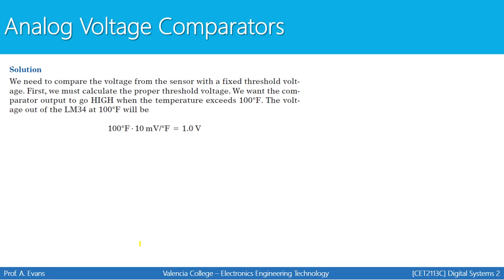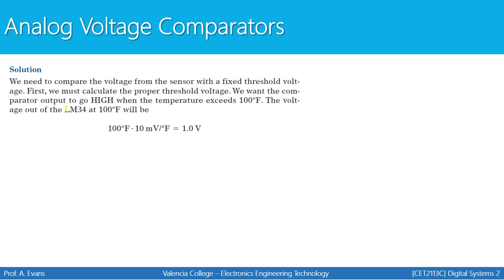That's our game plan. So first, in order to answer the first question, we have to calculate the proper threshold voltage. We want the comparator to have an output of high when the temperature exceeds 100 degrees Fahrenheit.